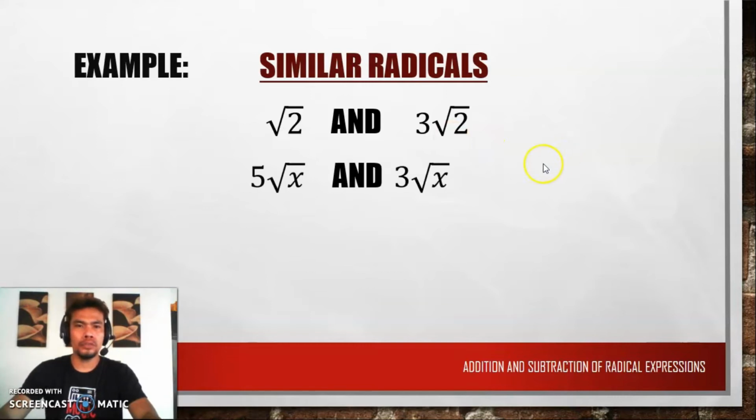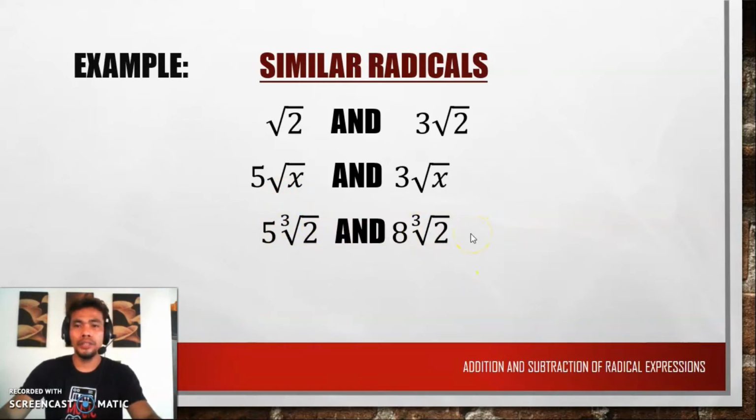You have also 5 square root of x and 3 square root of x. This is also an example of similar radicals because they have the same index, which is equal to 2, and they also have the same radicand, which is equal to x. We have also 5 cube root of 2 and 8 cube root of 2. These are also similar radicals. It is because they have the same index, which is equal to 3, and they have the same radicand, which is equal to 2. Are you with me? That's great.